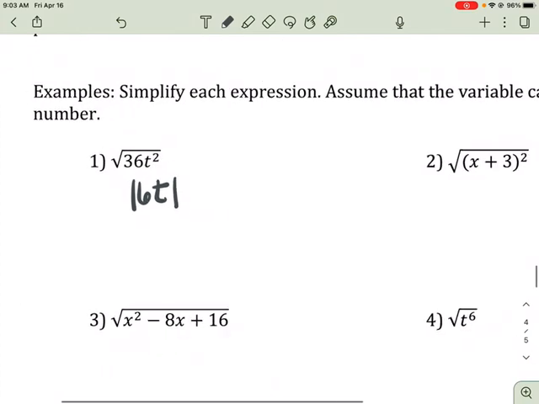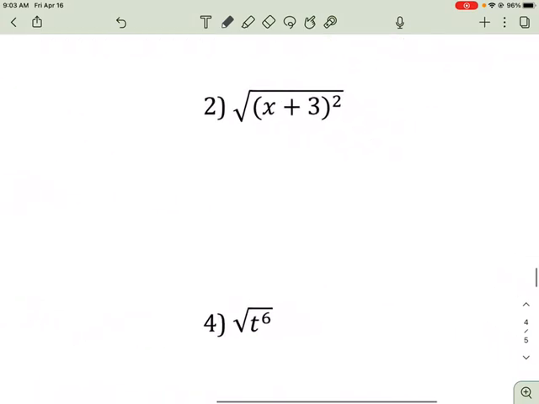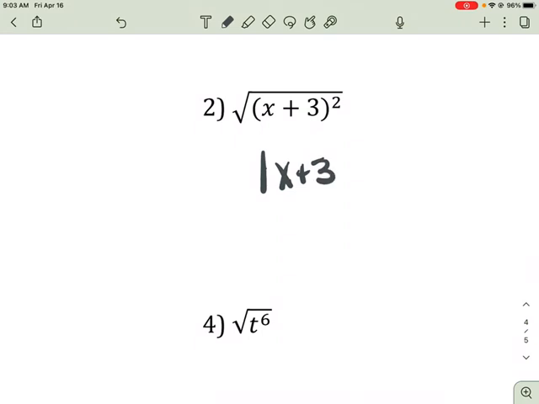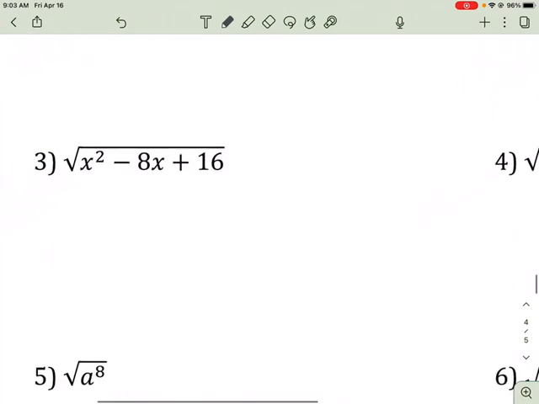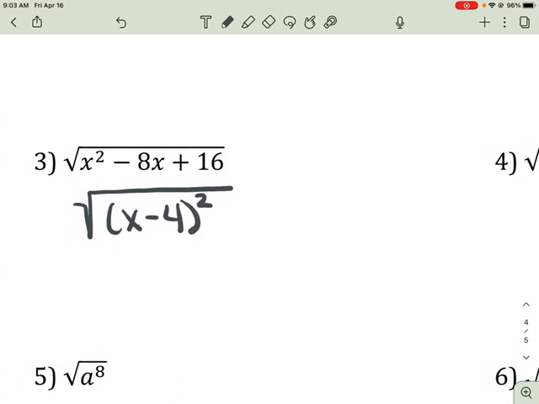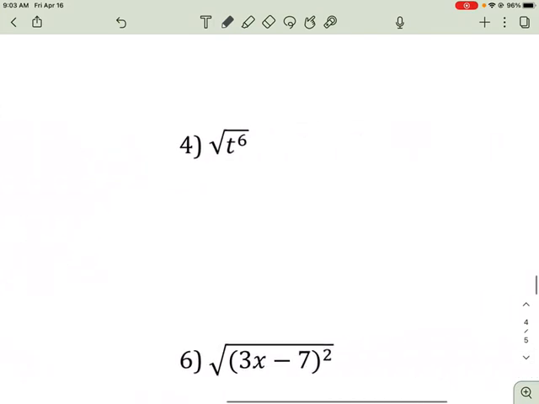So we don't know if the variable is going to be positive or negative. So when we square root this, it's just the absolute value of x plus 3, because we don't know if that's going to be a positive or negative number. So we always want to make it positive. Here we're going to need to factor this. And again, we don't know if x minus 4 is going to be positive, so I'm going to put it in parentheses, or absolute value.